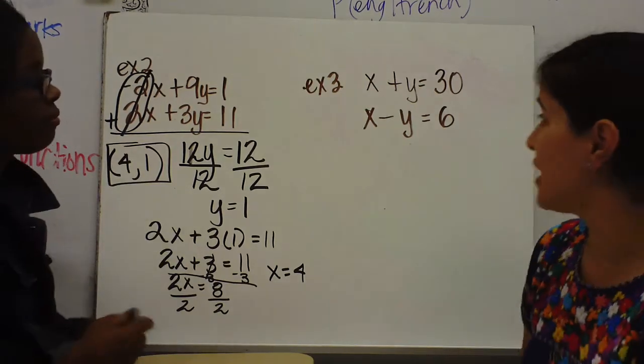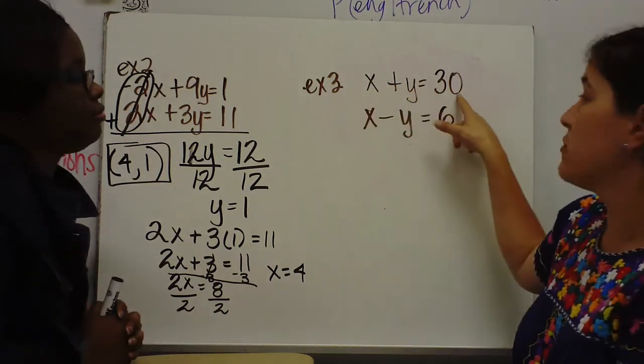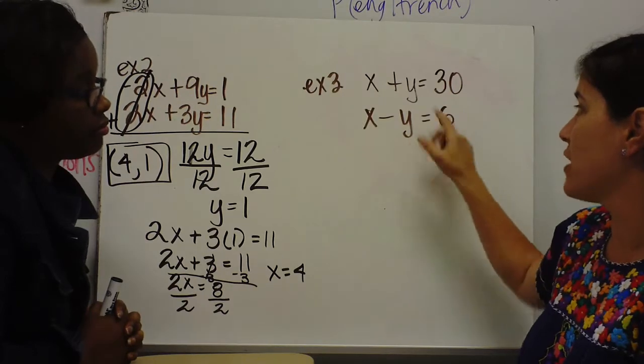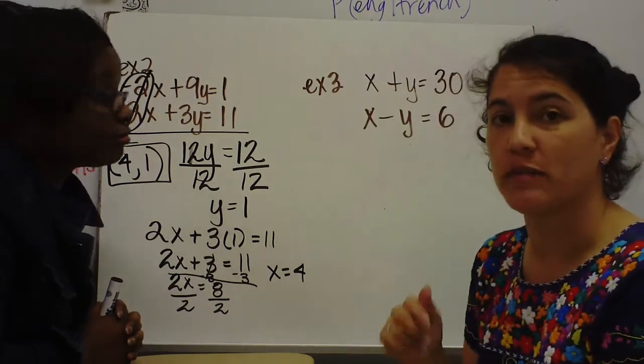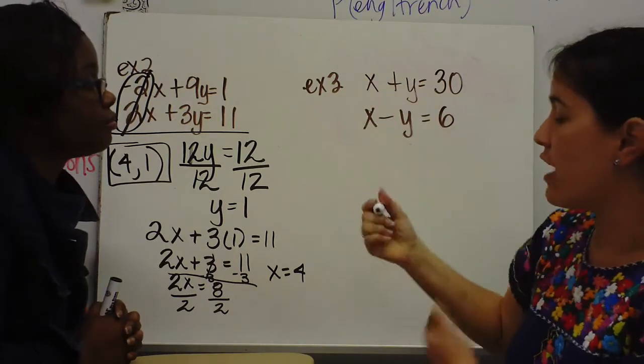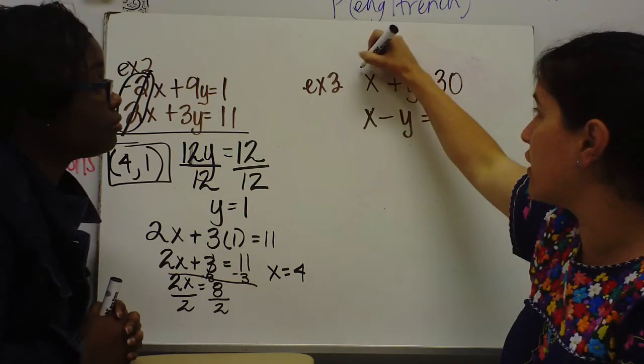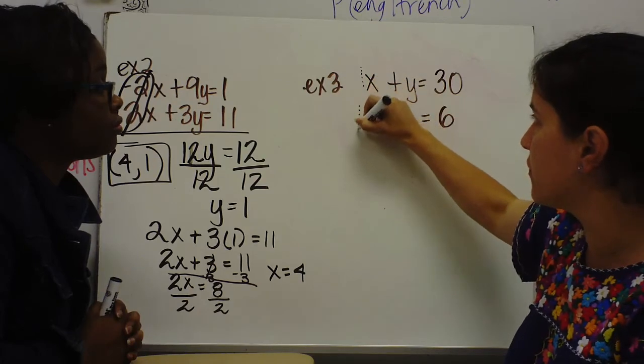1. Alright, so example 3, x plus y equals 30, x minus y equals 6. So I'm looking for the same coefficient but opposites. Now in this one, if there's no number, remember you can put a 1 if that helps you.